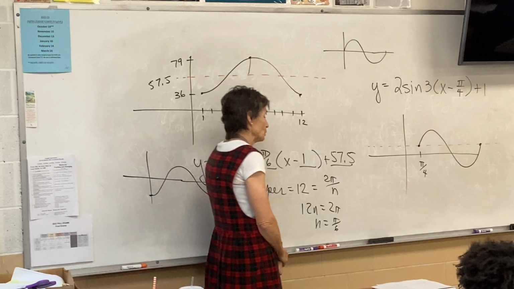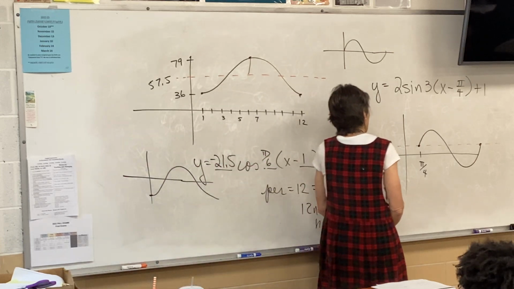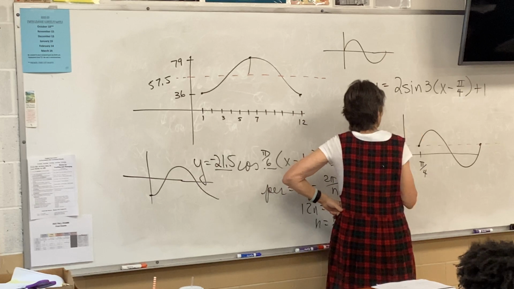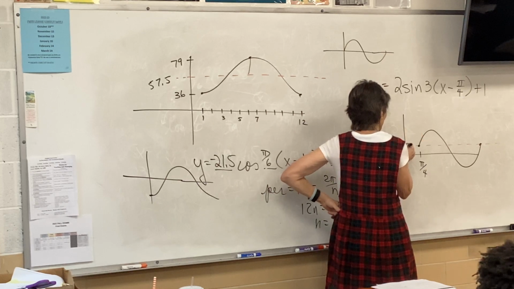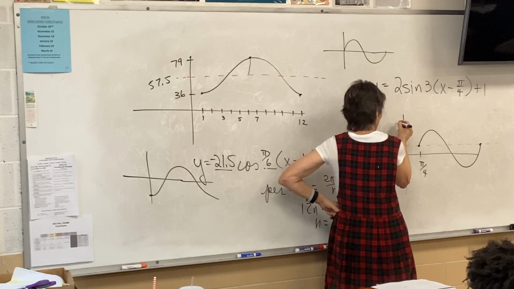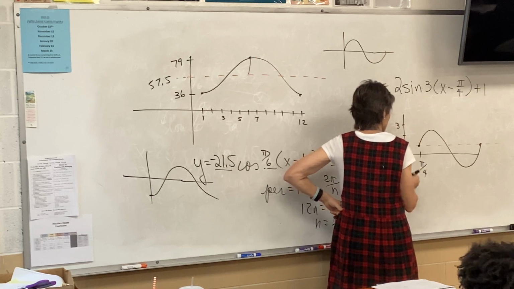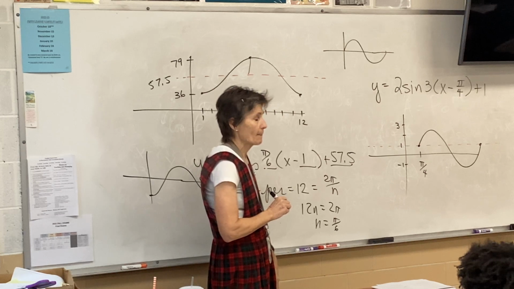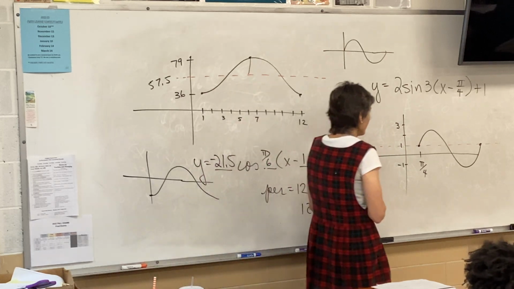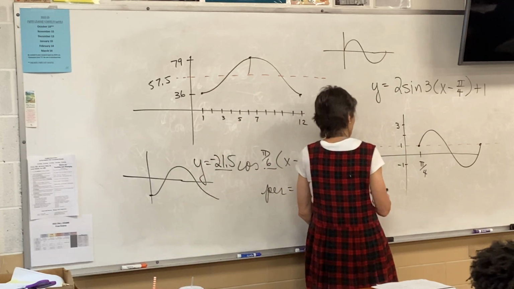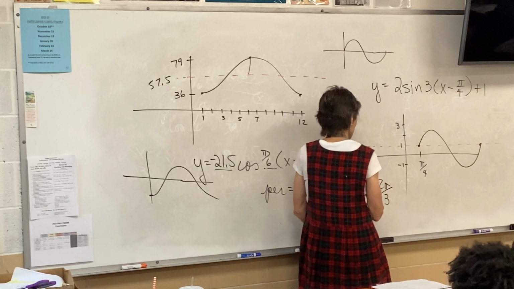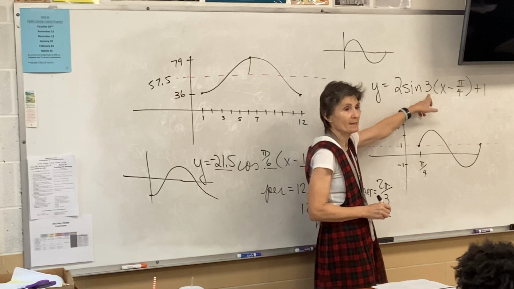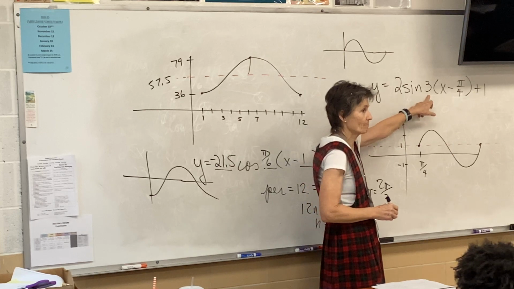Now, the amplitude of this sine curve is 2. Now I'm starting at 1. So I'm going to go up to 3 and down to -1. Did everybody agree with that? The period of this guy is 2 pi divided by 3. That's his period. 2 pi divided by this.